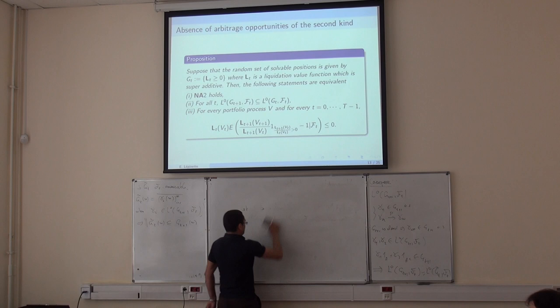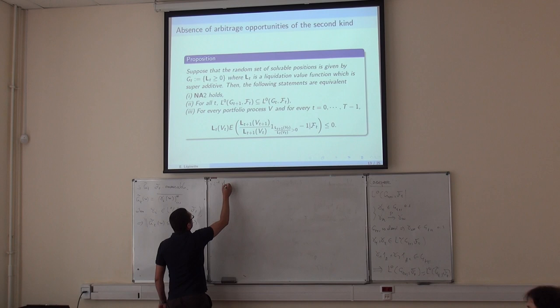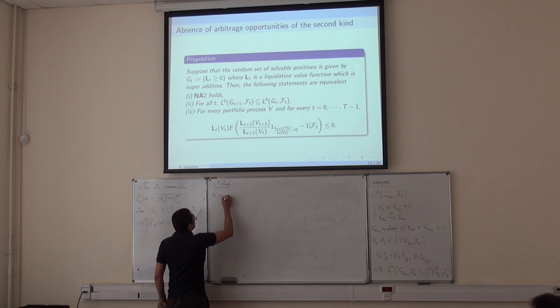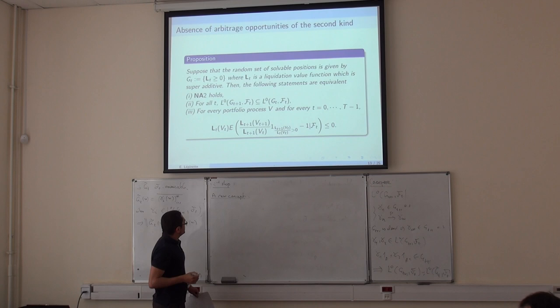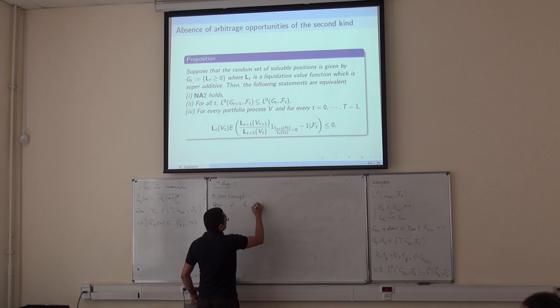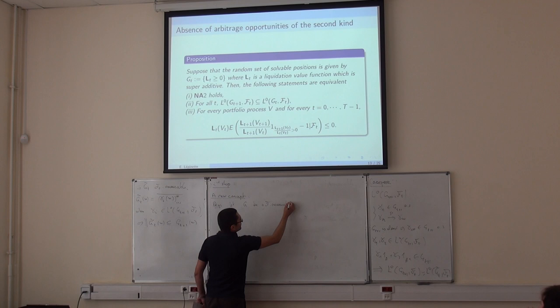Second step. I need to introduce a seemingly new concept. So, new concept. Given, so, proposition: let G be an F-measurable random set.